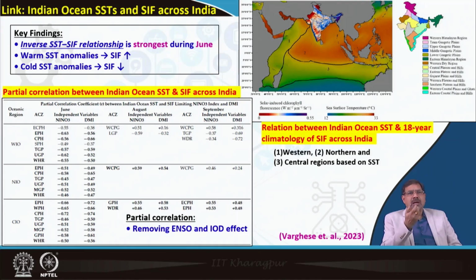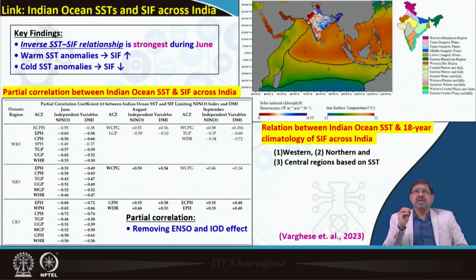So, what has been done? We picked it and did a monthly basis and seasonal analysis, and found an inverse relationship between SST and SIF. That means if sea surface temperature is higher, then the solar induced fluorescence, which is also an indicator of NPP, is relatively lower, and this relationship is very strong during the onset of the monsoon period, that is the month of June. So, warm SST anomalies, lower SIF, and cold SST anomalies, higher SIF.